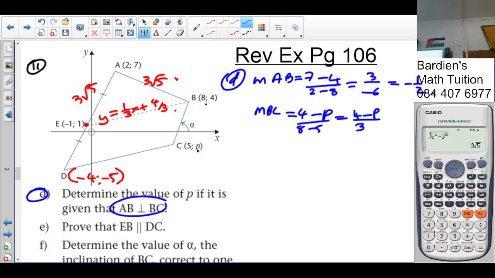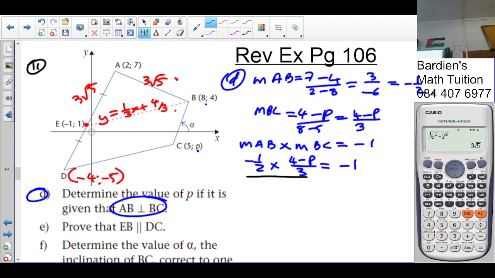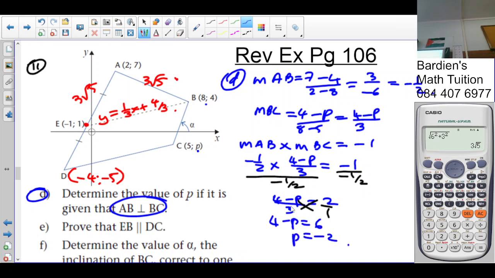But what do we say? If lines are perpendicular, the product of the two gradients, you multiply two gradients together, it must be minus 1. So it's going to be negative half times 4 minus p over 3 is equal to negative 1. I divide both sides by negative half. So I'll have 4 minus p over 3 is equal to 2. Cross multiply. So it's going to be 4 minus p is equal to 6. So p is equal to negative 2. Okay. Is that correct? Right.